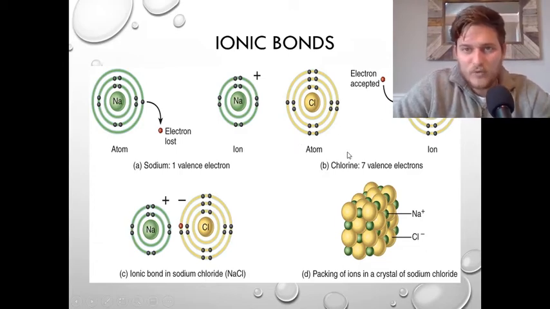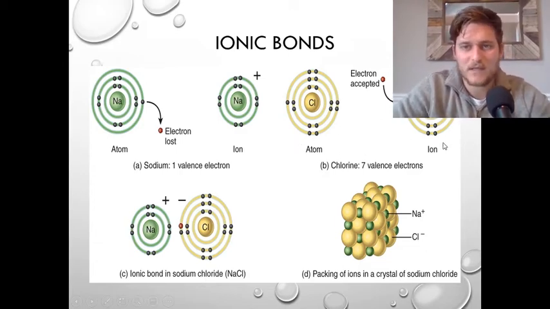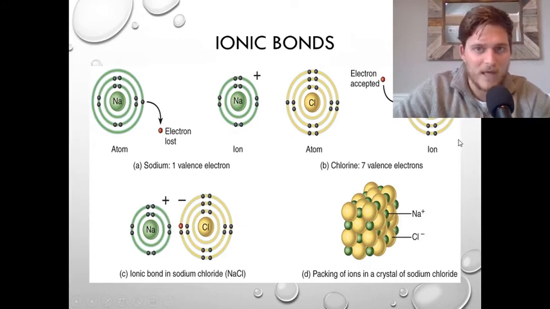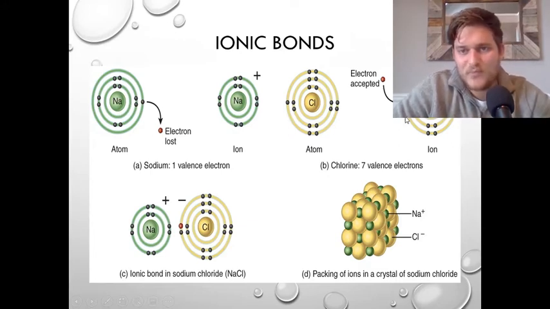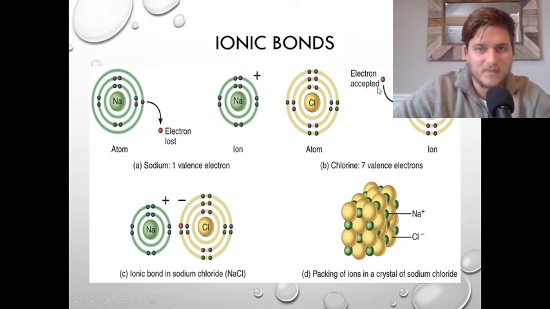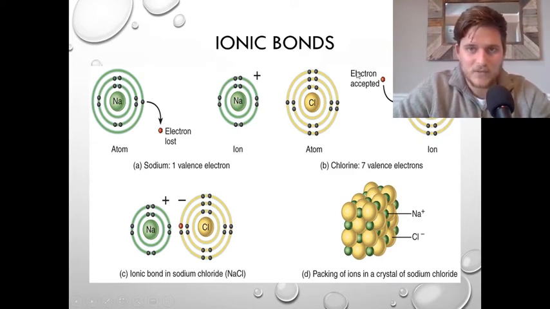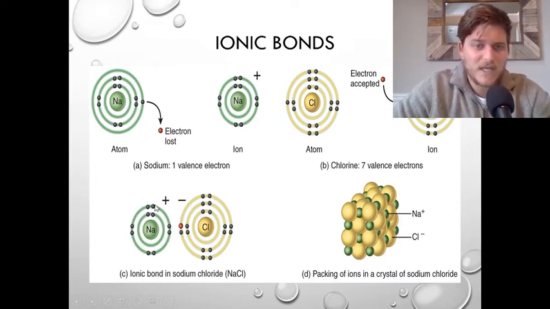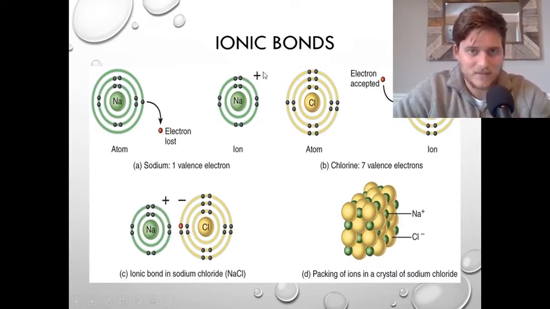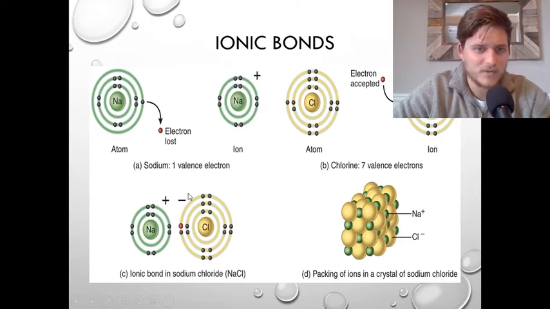While something like chlorine, it's 1 away from having a full outer shell. So it's likely going to pick up along the way an electron, completing its outermost shell. But with that electron, it's going to then get a negative charge, becoming an ion. So now this positively charged sodium ion and this negatively charged chlorine ion are going to come together because opposites attract. So this positive charge and this negative charge are going to attract these 2 atoms together.